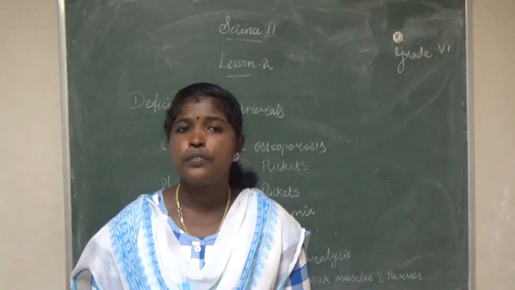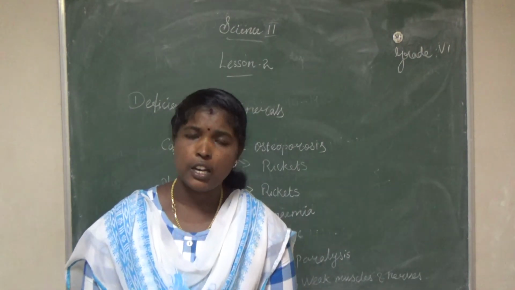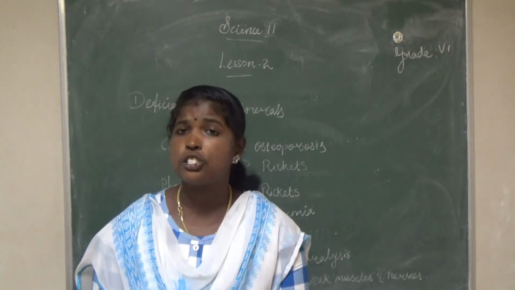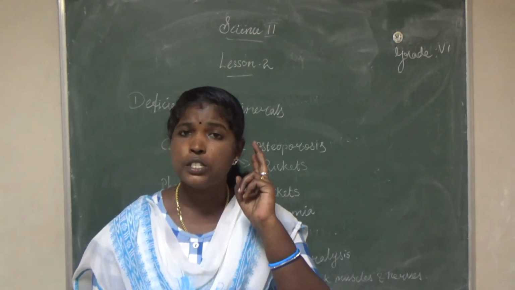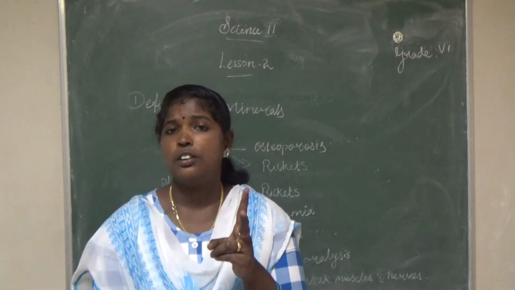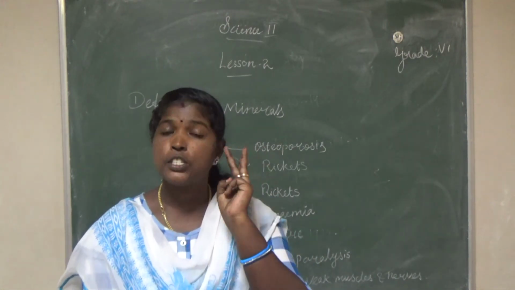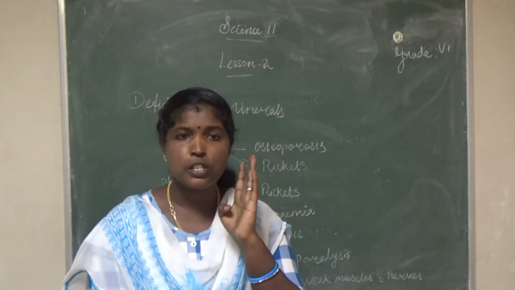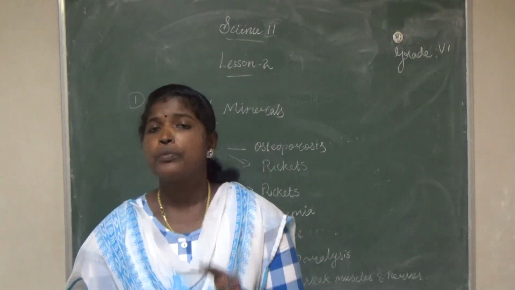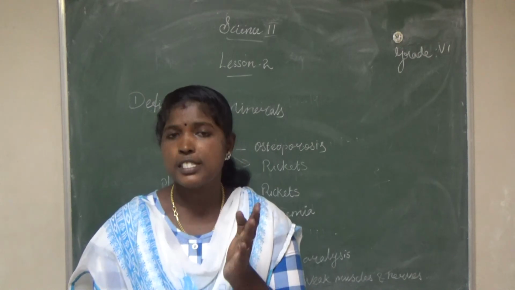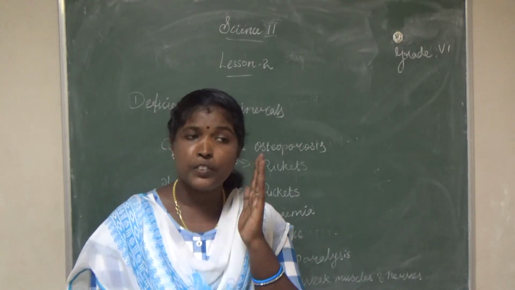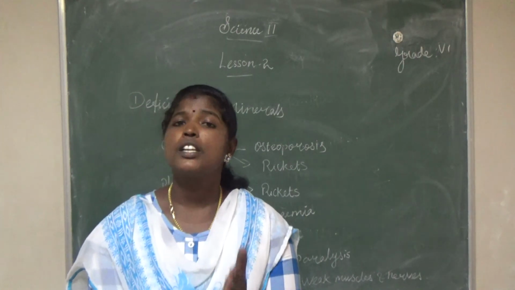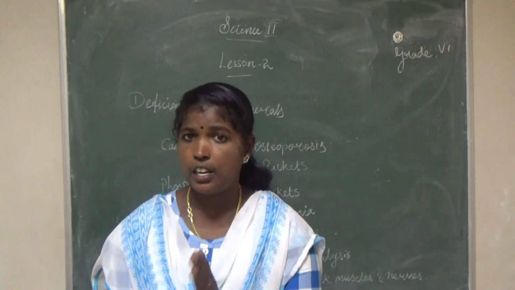Then what? Deficiency of vitamins. Deficiency of vitamin A in diet leads to night blindness. Deficiency of vitamin B1 leads to beriberi. Deficiency of vitamin B2, skin disorders. Deficiency of vitamin B12, anemia. Deficiency of vitamin C, scurvy. Deficiency of vitamin D, rickets. Vitamin K, hemorrhage.